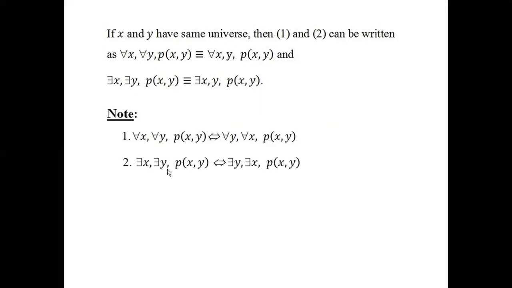For some x, for some y, p of x y is also logically equivalent to for some y, for some x, p of x comma y. So again here, x and y are reversed. So these are having the same truth values. That is the reason they are logically equivalent to each other. So this is about open statements which involve more than one variable.